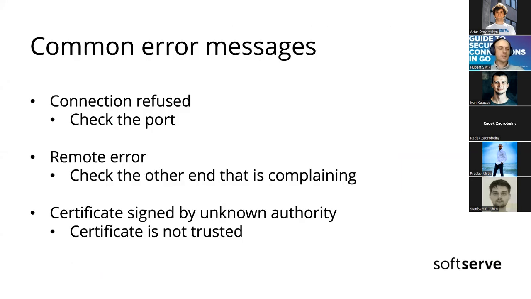Small takeaways from my side at the end of this talk: three types of commonly met error messages. Connection refused, mainly referring to the port being bound, for example. Remote error: always check the other end that is complaining now. So if the server is complaining, check the client. And of course, if the client is complaining, check the server. And if there is a message about certificate signed by unknown authority, it means that the certificate is not trusted, for example, that the certificate authority is unknown to the verifier.